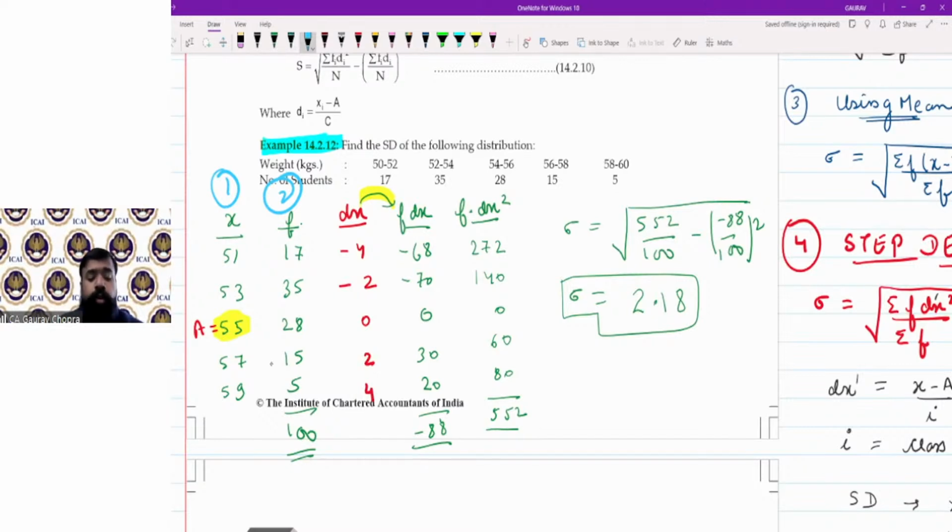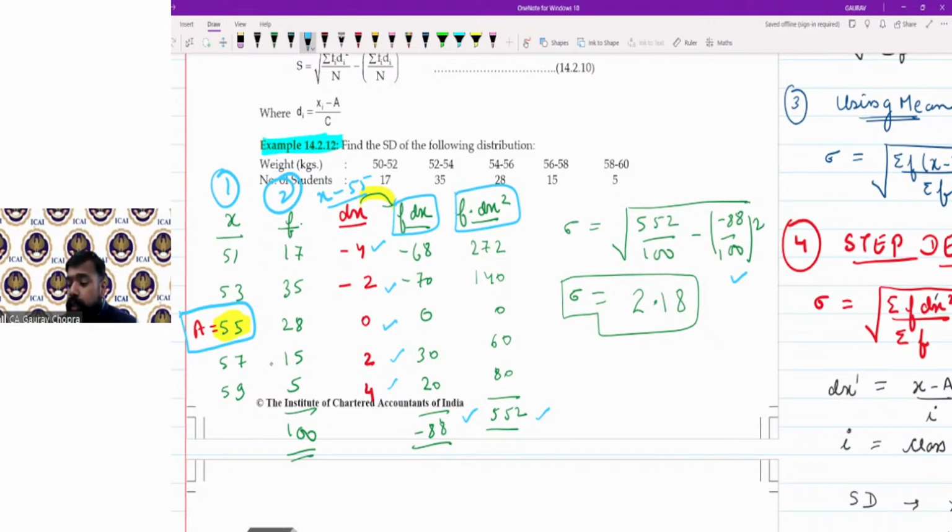After this, what we have calculated is dx, that is deviation taken from the assumed mean, and we had assumed 55. So dx will be x minus 55. So 51 minus 55 gives minus 4, 53 minus 55 gives minus 2, then 0, 2, and then 4. Now, as per the formula, we required f dx and also f dx square. So we have computed this, applied all these figures in the formula, and got the result 2.18 kg.